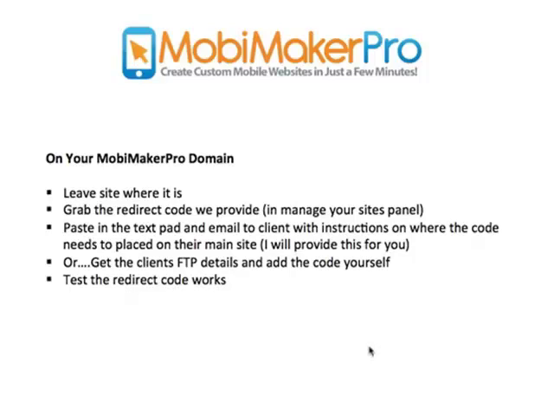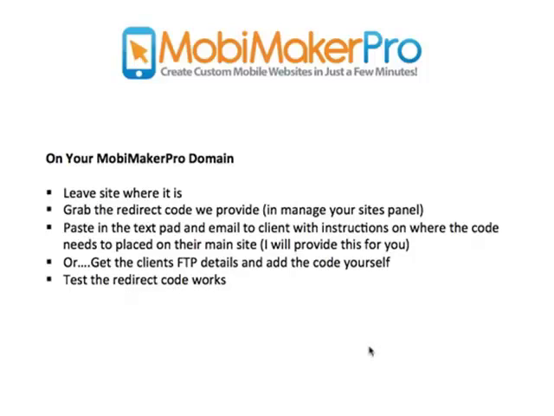Now in the Manage Mobile Website section, we give you a button which you can click, and that will give you a redirect code. And that is already set up to redirect to the subdomain on your domain of MMP Maker Pro, and you can find that in the Manage Your Websites panel. Once you've got the redirect code, you just select it and it will highlight, and you can copy and paste it into a text pad or a notepad, and then email that to the client with instructions on where the code needs to be placed on their main website.